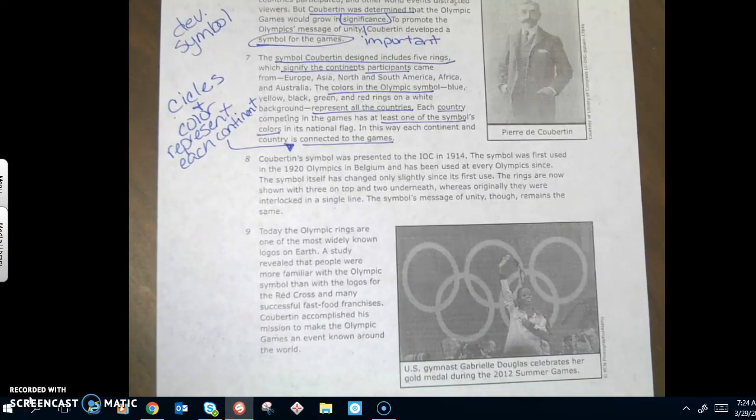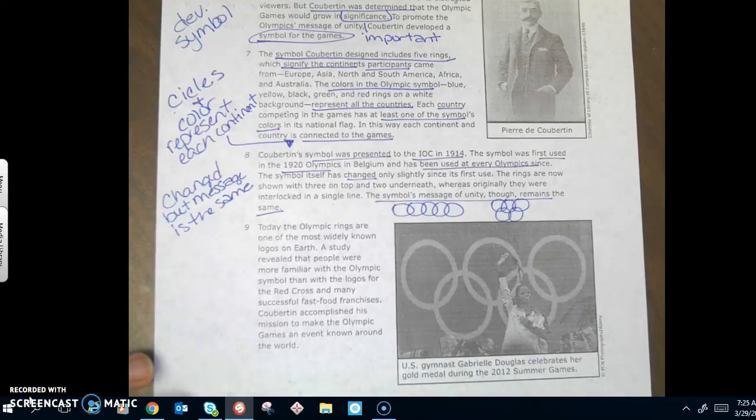Okay, Coubertin's symbol was presented to the IOC in 1914. The symbol was first used in the 1920 Olympics in Belgium and has been used in every Olympics since. The symbol itself has changed only slightly since its first use. The rings are now shown 3 at the top and 2 underneath, whereas originally they were interlocked in a single line. The symbol's message of unity, though, remains the same.